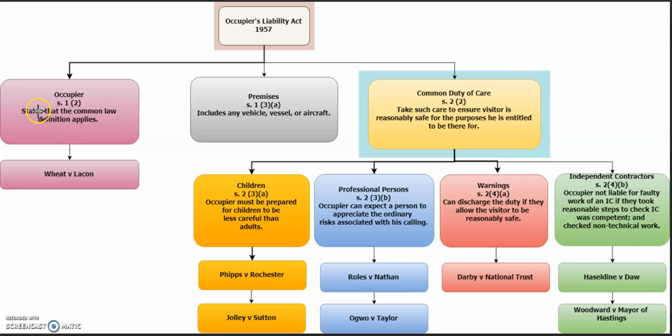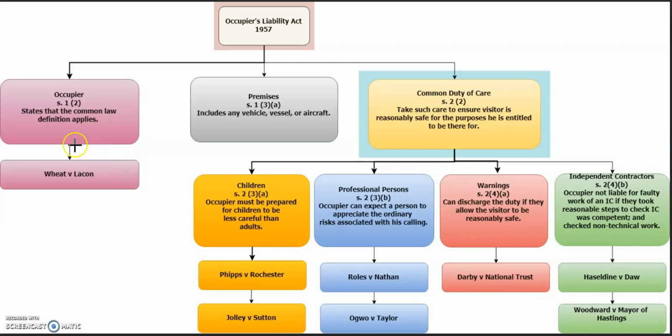Now, occupier is defined under section 1.2 of the Occupiers Liability Act 1957, but somewhat frustratingly, the definition is just saying that the common law definition applies. Would have been helpful if they'd actually included the definition in the Act, but they haven't. They've referred us to the common law.